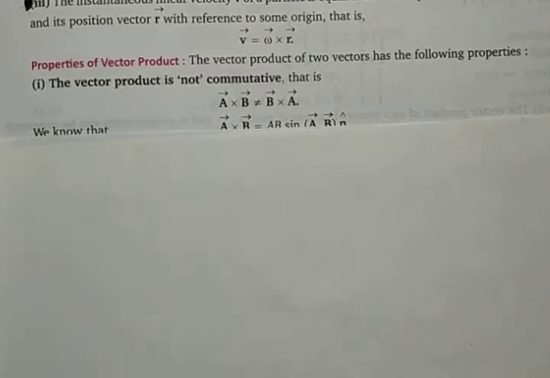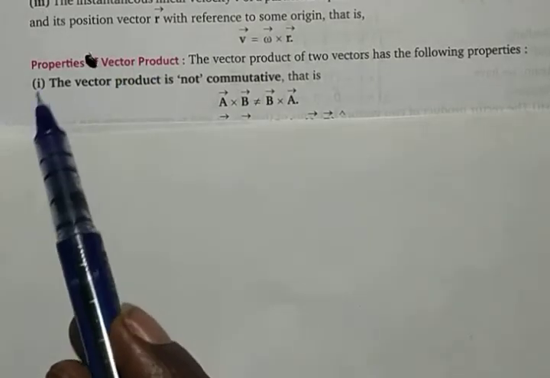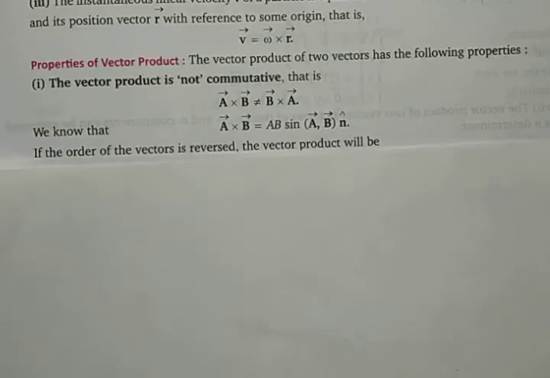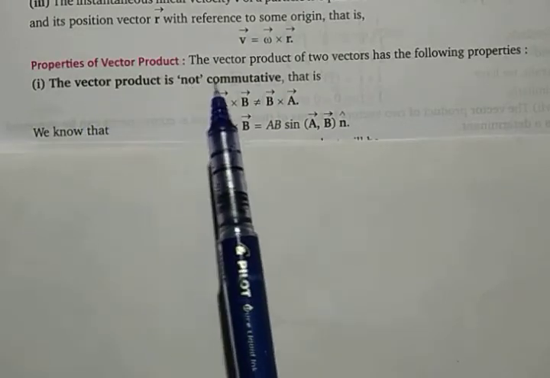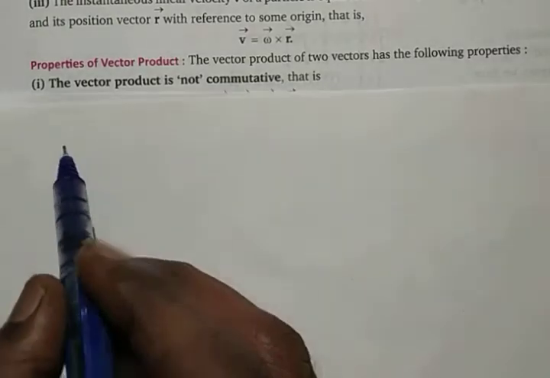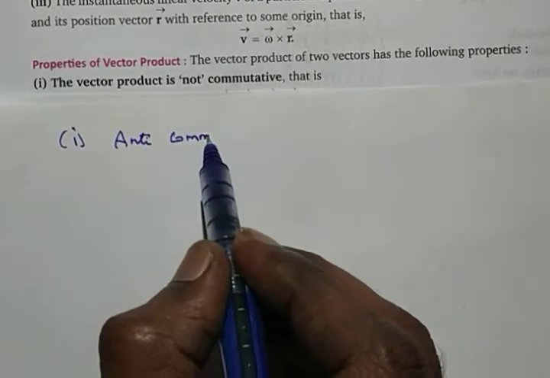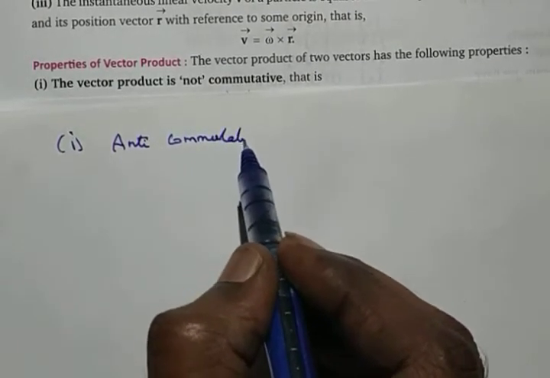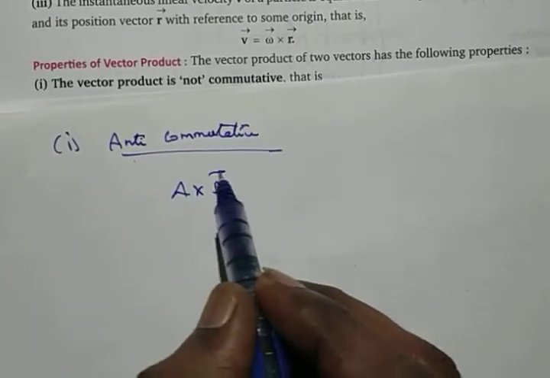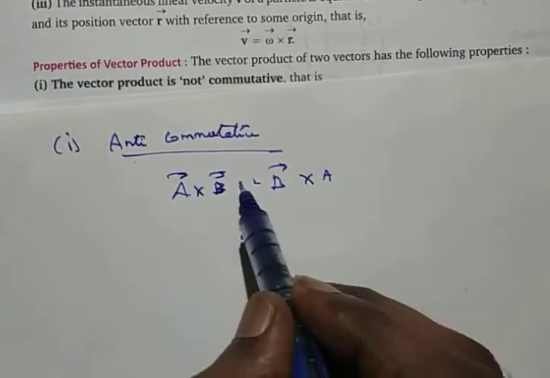So now we will go through the properties of vector product. Please take this down, the properties. Now the first property is that the vector product is not commutative. In other words, it is also written as vector product is anti-commutative. What is anti-commutative? That means A cross B is equal to B cross A in a negative format.